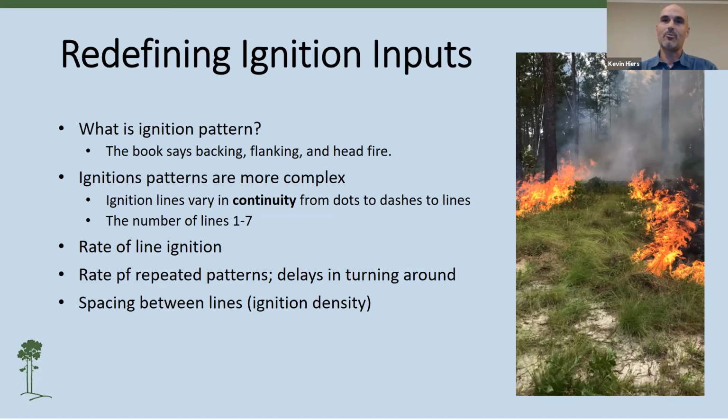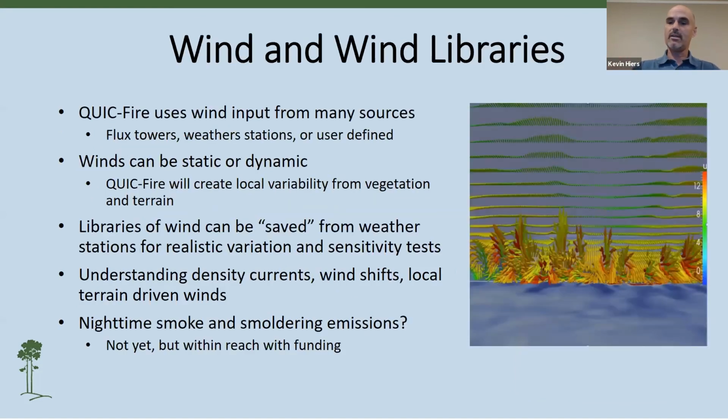So what is an ignition pattern? We're told, backing, flanking, head fire, but it's really complex. We have lines that vary in their continuity, from dots to dashes. Sometimes we're lighting a line and there's a gap in the fuel and it propagates through the grid. We have the number of lines. Do we have 3 igniters?